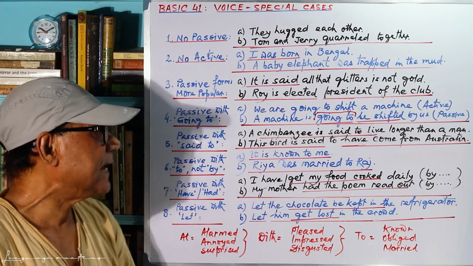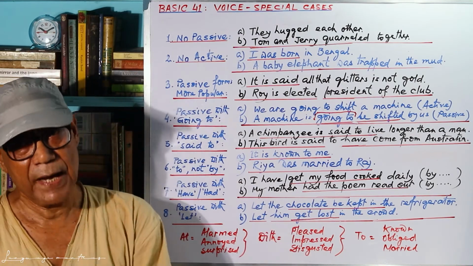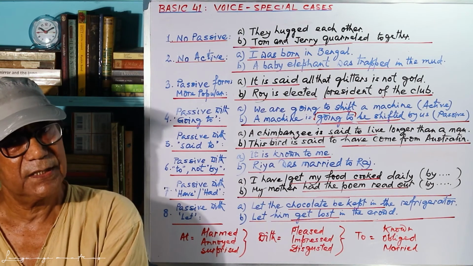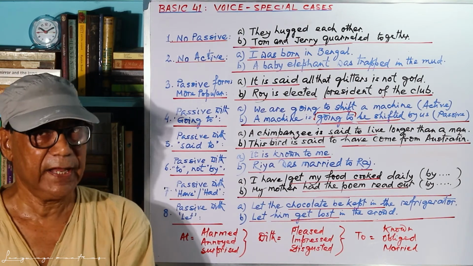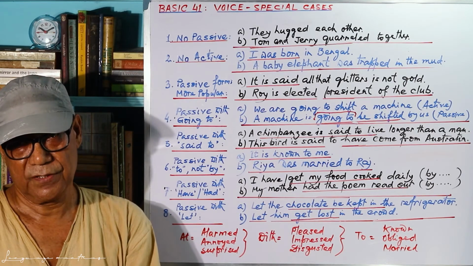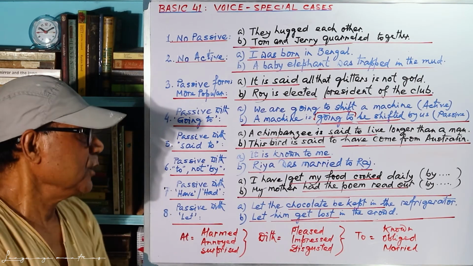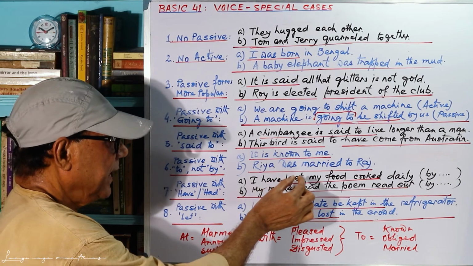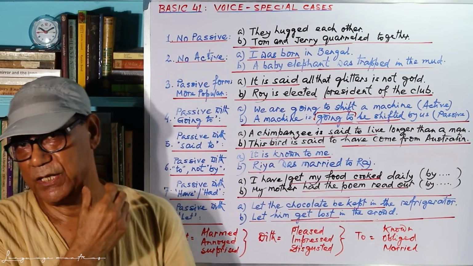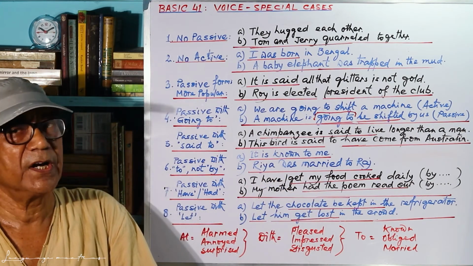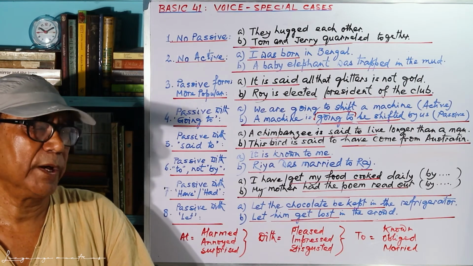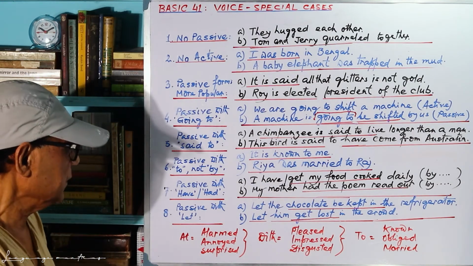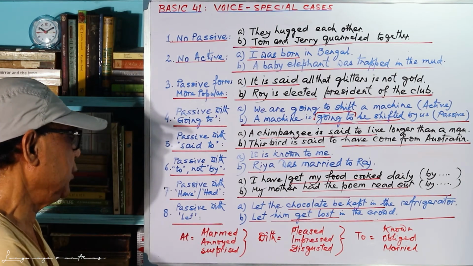Again, my mother had the poem read out by my father. My mother had the poem read out. That means somebody else read out that poem for my mother. So you see how "have," "get," and here "had," these words actually require reconstruction of the sentence in terms of passive format. Now we come to the last one, that is passive with "let."